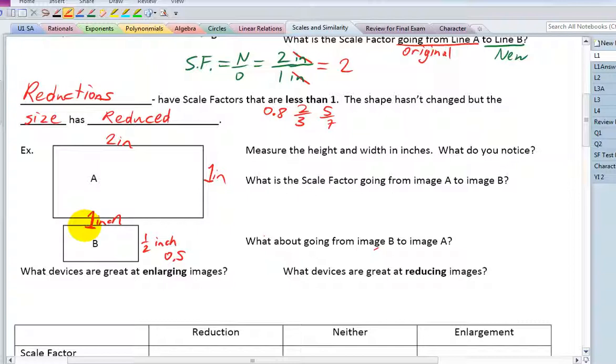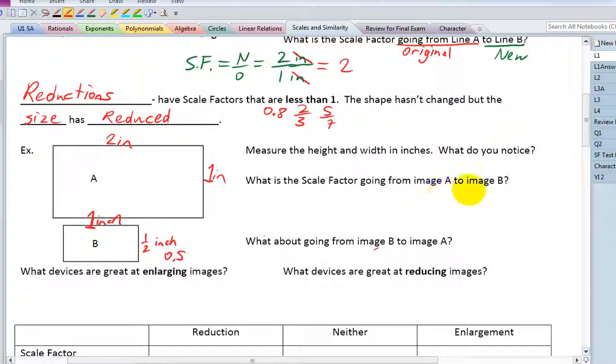So we measured that. What do you guys notice now about A and B? Double the size. Okay. One's half the size of the other. Which one? Is A half of B? B is half of A. And if you switched it around, you could say A is twice B. So you got to pay attention to what we're starting with.